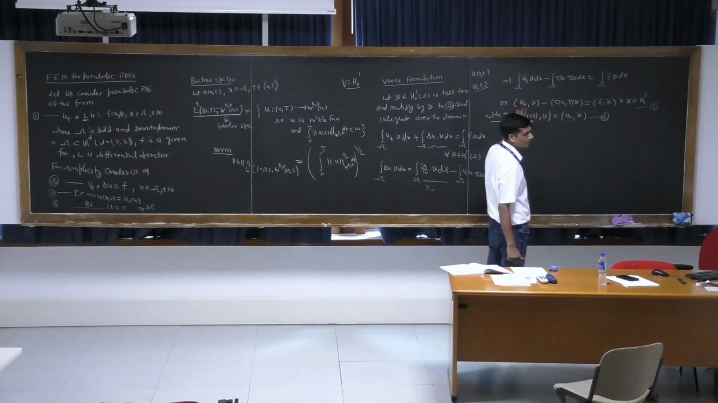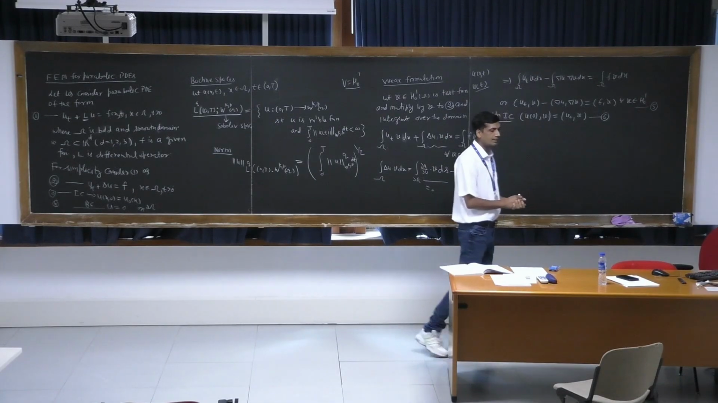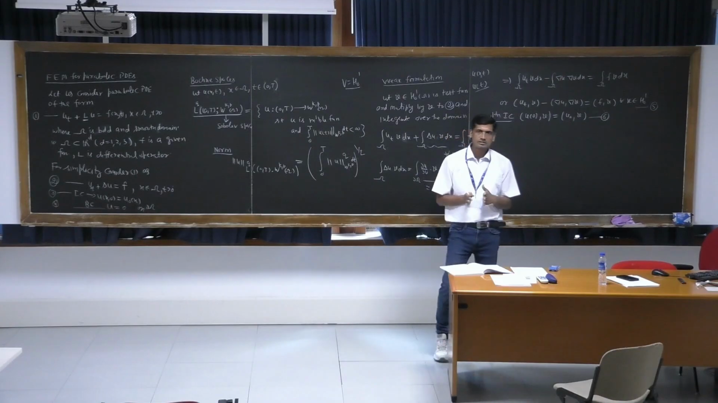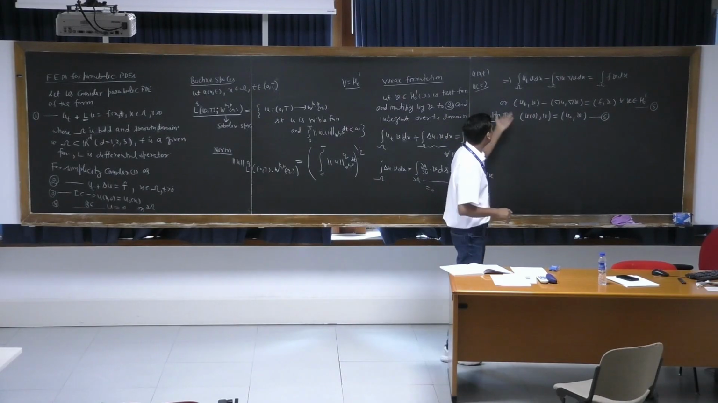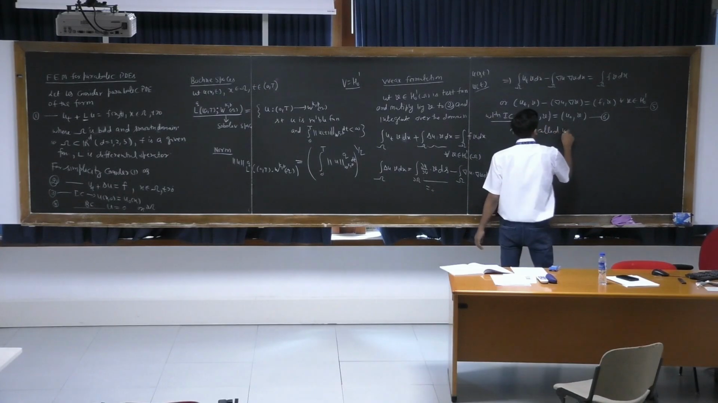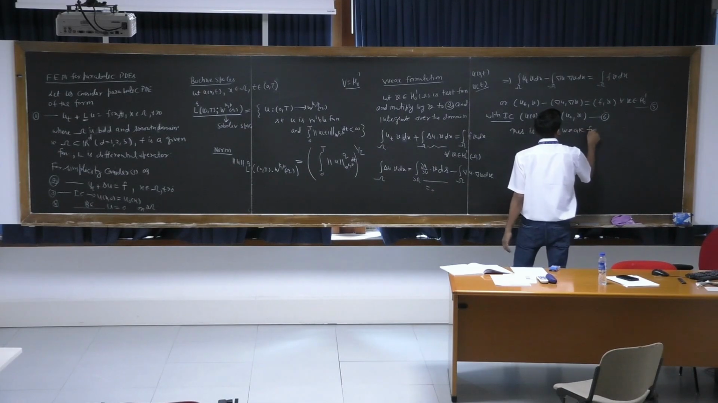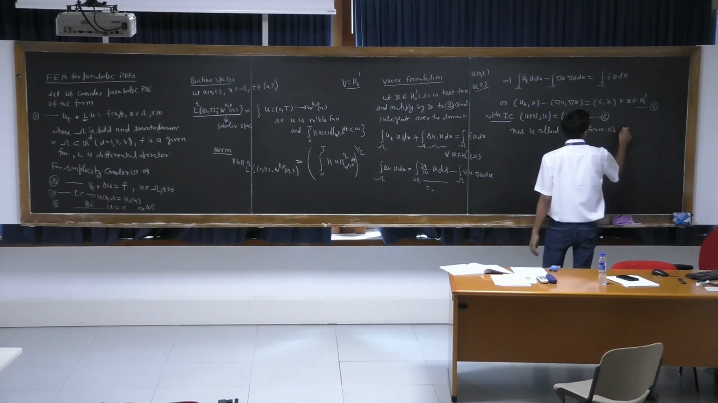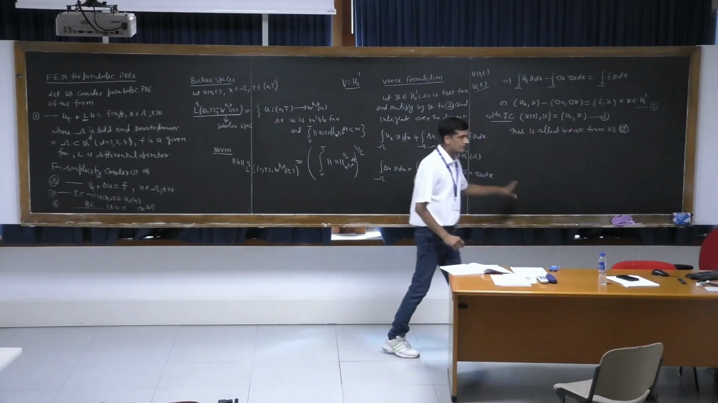Now we will prove whether the solution of this problem exists or not, because we converted the original problem into a new problem. This is called the weak form of equation 2.